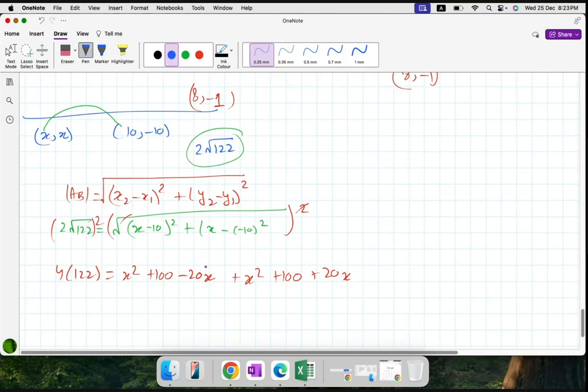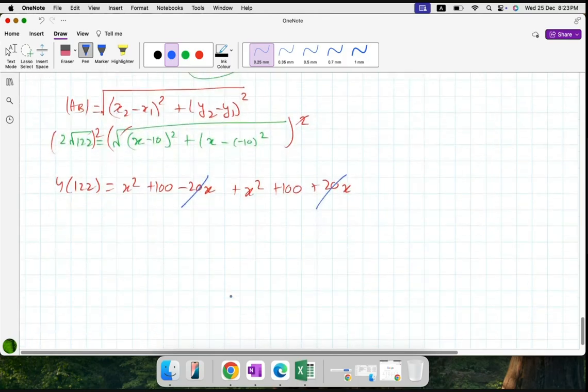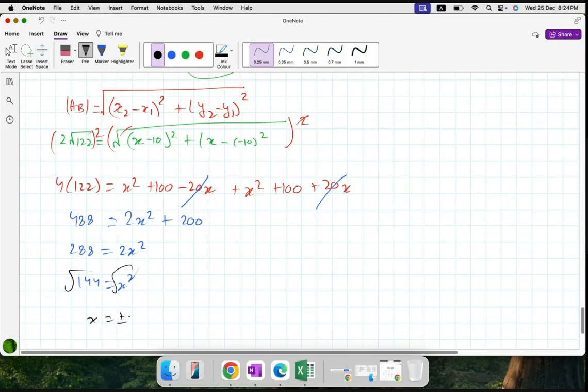So we simplify, getting rid of these two. I'm having 2x square plus 200, and on left hand side it was 122 into 4, giving me 488. So 488 minus 200 is 288, equals 2x square. 288 by 2 is 144, equals x square. Square root both sides. X equals plus minus 12. So possible values are 12 comma 12 or minus 12 comma minus 12.